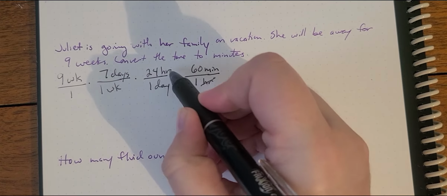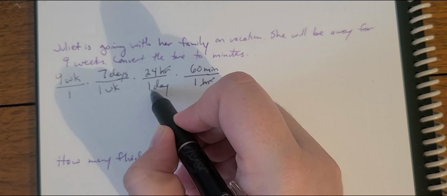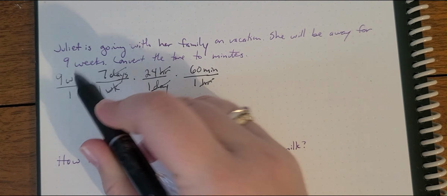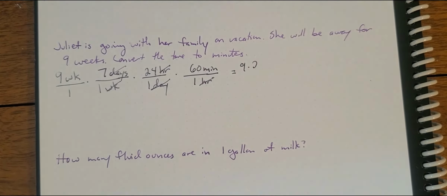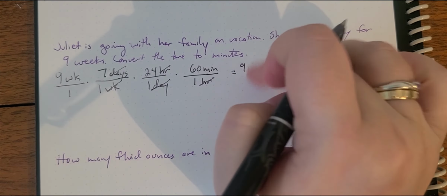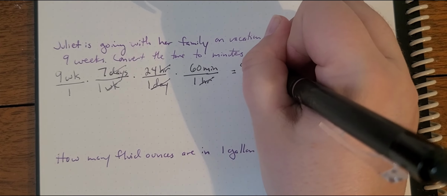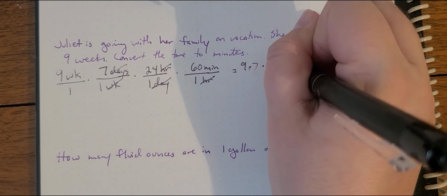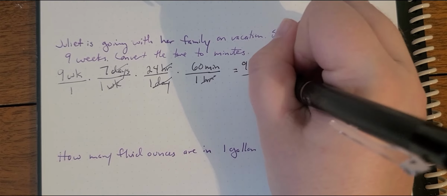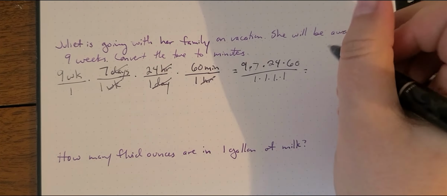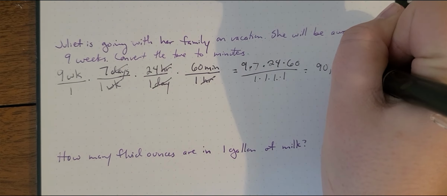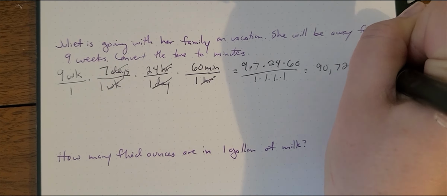So I can cross out the units that are going to cancel each other: hours, days, weeks. So then I can just multiply this. I get 9 times 7 times 24 times 60, and that's all over 1 times 1 times 1 times 1, which we know is just going to be 1. So this ends up equaling 90,720 minutes.